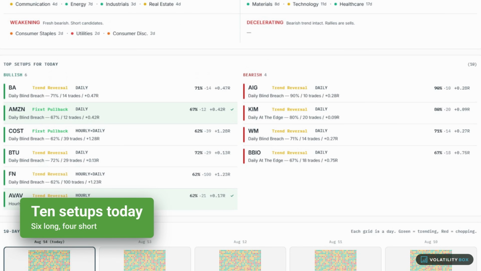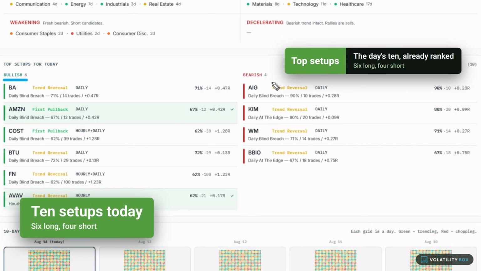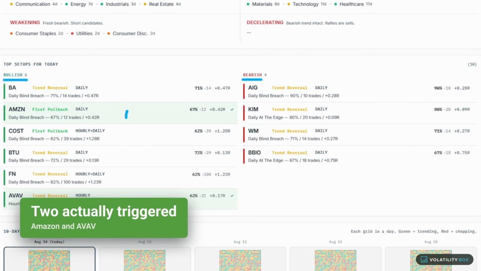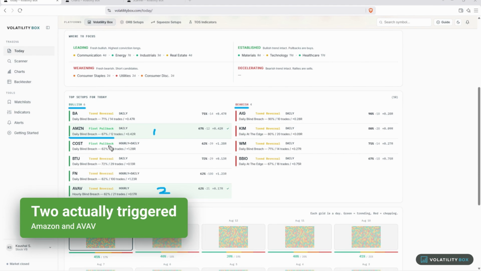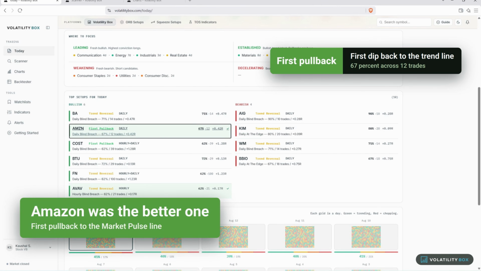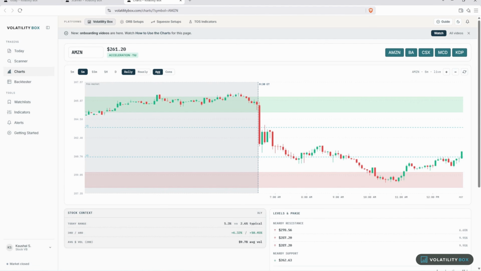And today we had 10 different top setups, 6 on the bullish side, 4 on the bearish side. And from all of these 10 setups, we had 2 that actually triggered, Amazon and AVAV. And Amazon was the much better of these 2 setups. If we open up Amazon, what we have inside of Amazon is a first pullback to the market pulse line, in which we also had an opportunity to enter with price breaching our daily volatility box models.